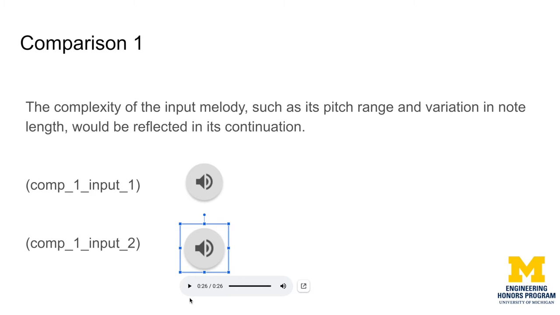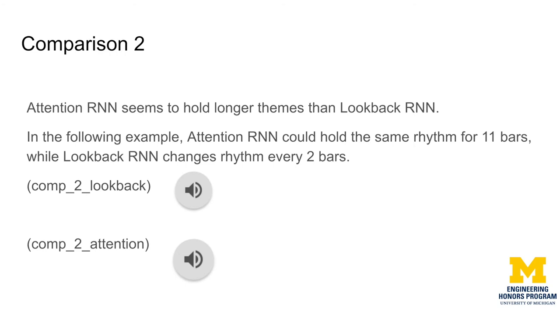This time, the model can build a melody around a wider pitch range, so the output sounds less constricted. Also, notice how the dotted quarter note from the input melody is actually carried over to the output melody. From this example, we know that the input melody does play a part in affecting the output. Let's move on to comparison 2.